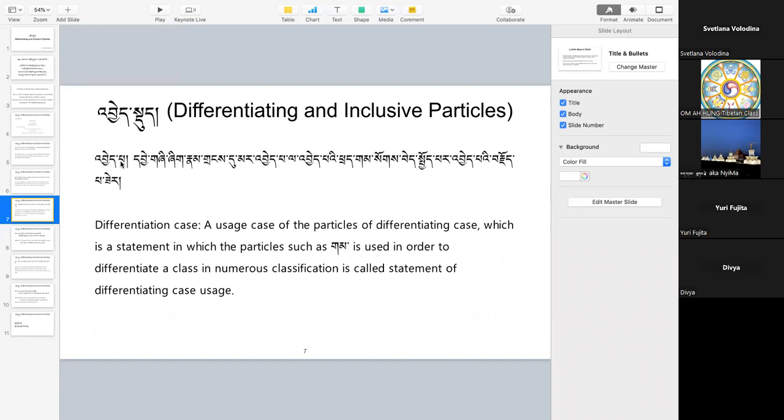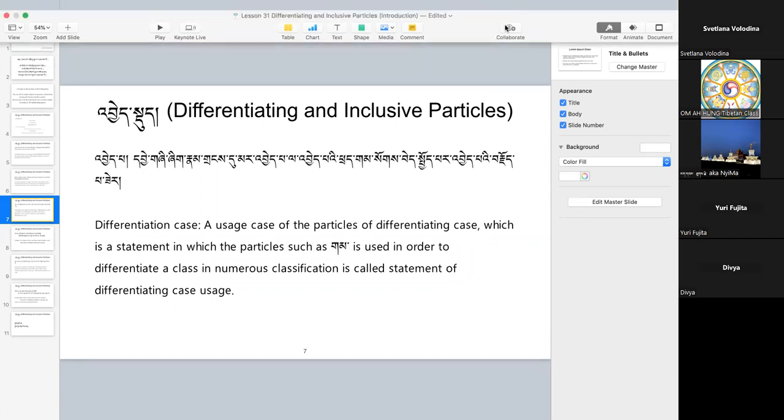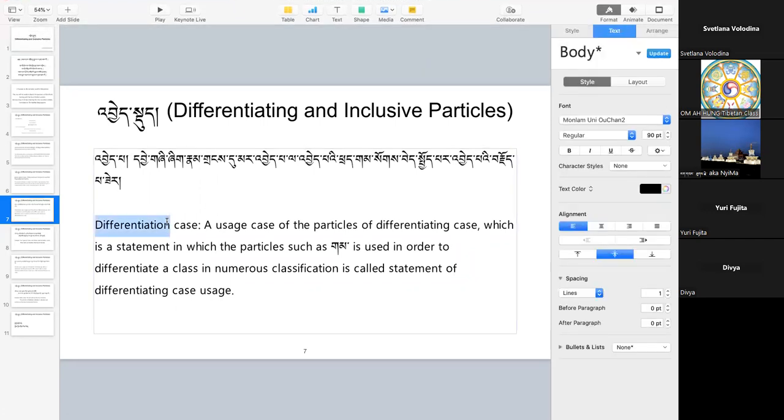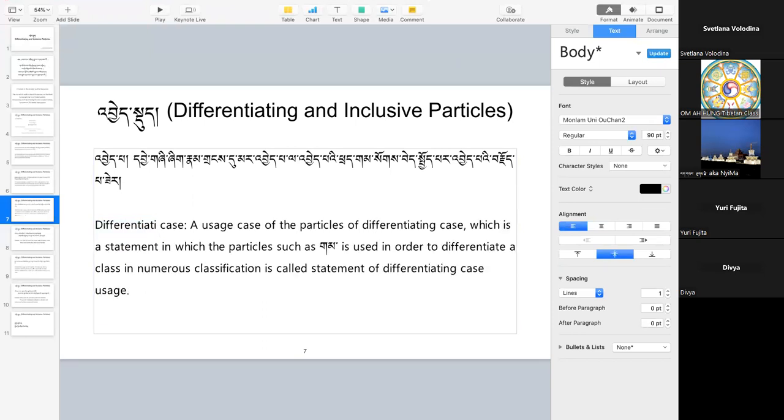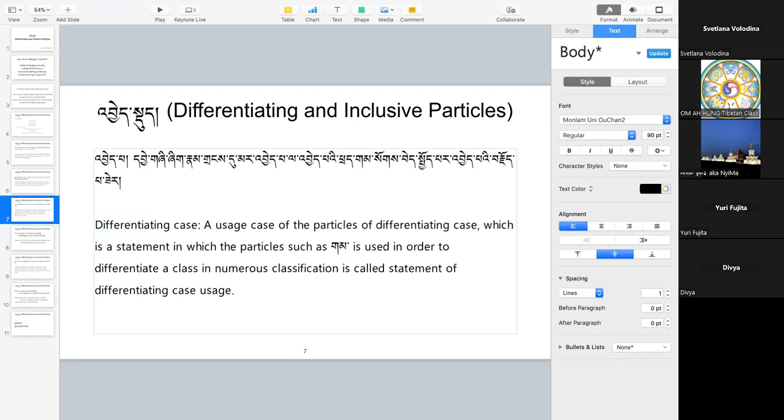Yeshi shik namchang tomar cheba la chebe che kamso pechebar chebe cheba sirs. So what is a differentiation case? A usage case of the particles of differentiating case. So it's a usage case of a particle of a differentiating case. So it's known as the particles of differentiating case. So this is not differentiation, but differentiating case. So these are types of statement.